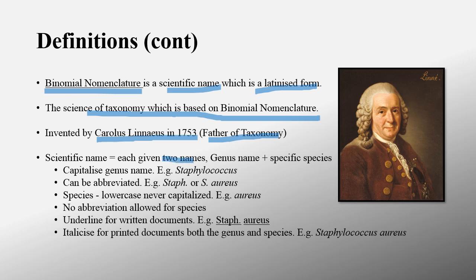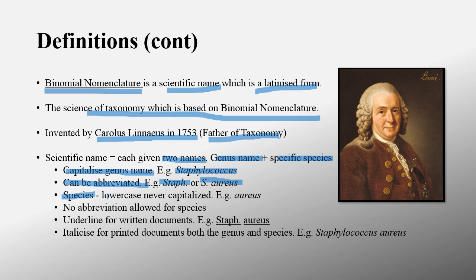A scientific name should be written in two parts, which are the genus name and the species name. Both names should be italic, and the first letter of the genus name should be capitalized. For instance, in Staphylococcus aureus, the S should be capitalized. The genus name can also be abbreviated, for example, Staph for Staphylococcus aureus, or S. aureus.